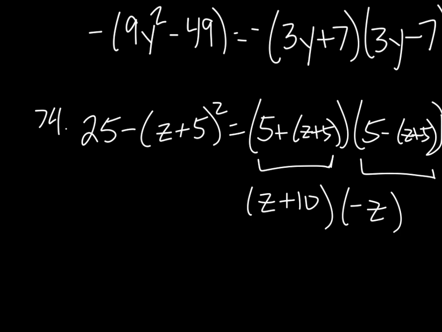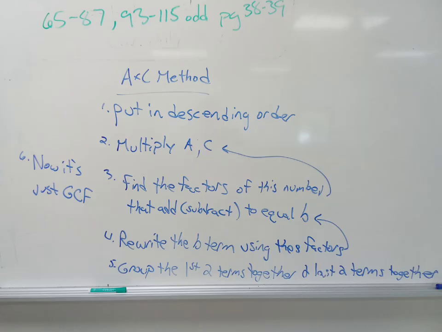Technically, you could add that. All right, so is that okay? 2 terms. 3 terms. Those are basically the steps for the A times C method. So if there are 3 terms, of course you're looking for the greatest common factor. Always look for the greatest common factor. And then you're going to go through these steps.